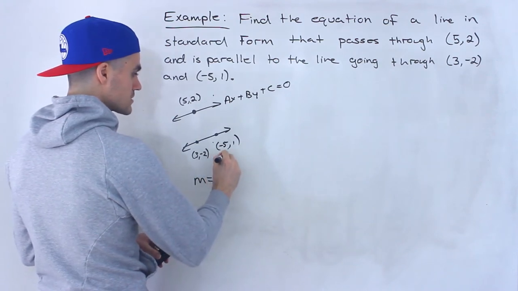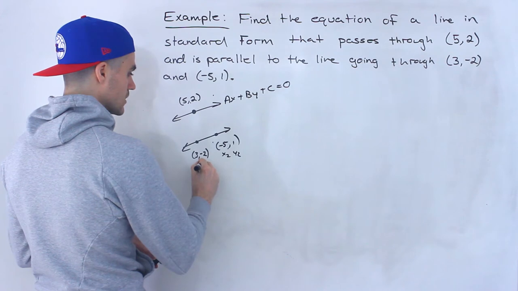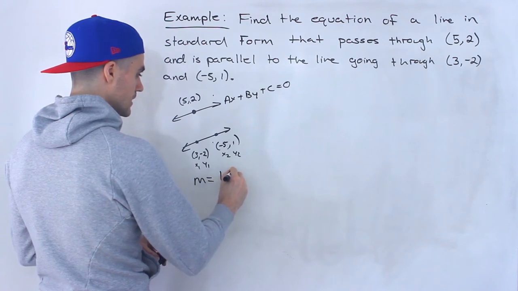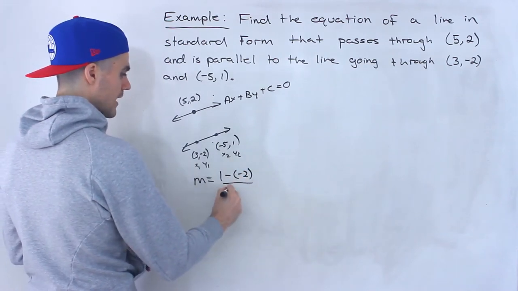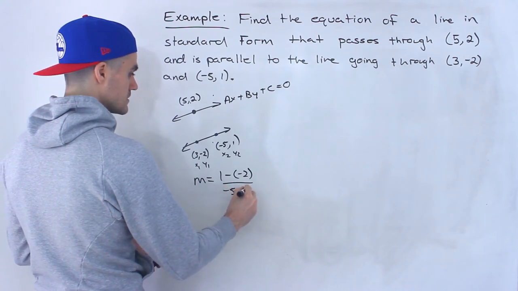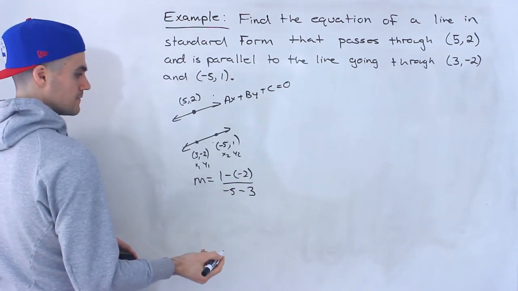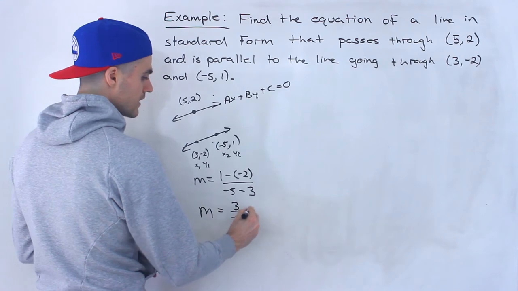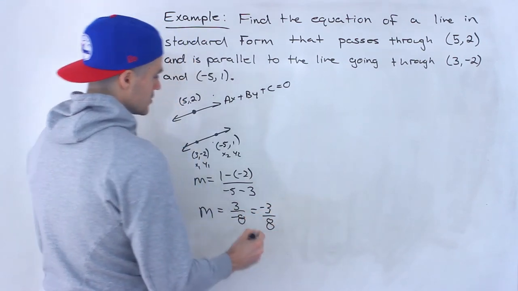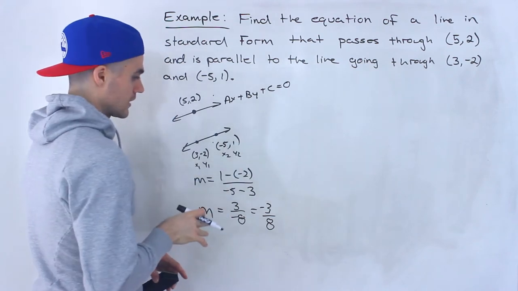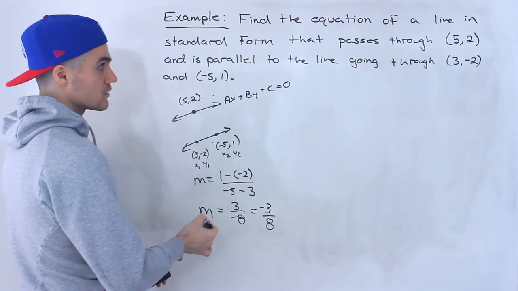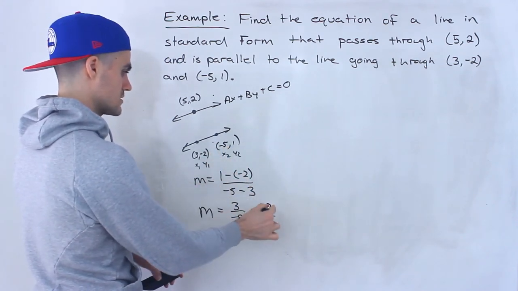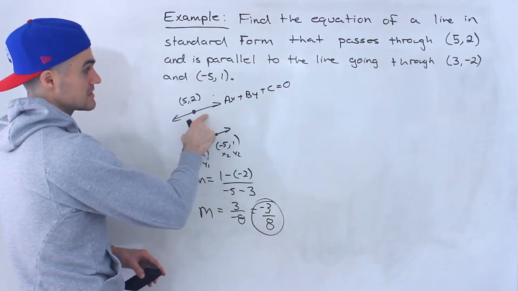Let's label this x2, y2, x1, y1. So we would have y2 minus y1 over x2 minus x1, like that. And so we would end up having a slope of 3 over -8. So yes, it is a negative slope. If this diagram was more accurate, both of these lines should have a negative slope, but let's just keep it like that for now. Let me just make sure everything's all good here. Yeah, so the slope is -3 over 8. That means that's the slope of this line here.